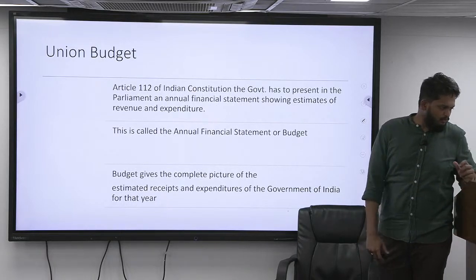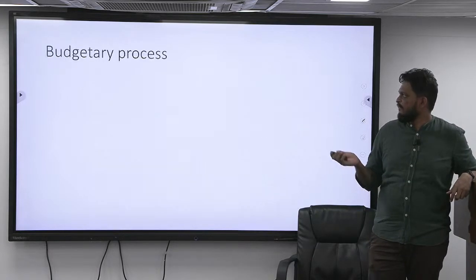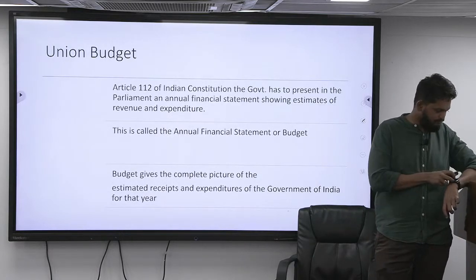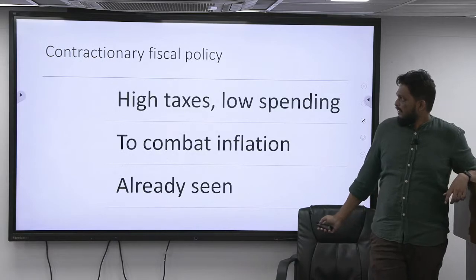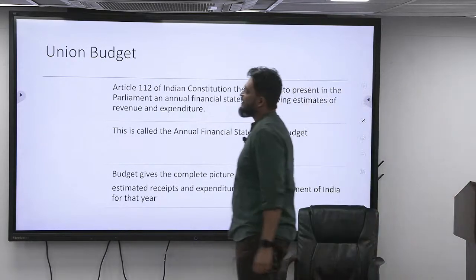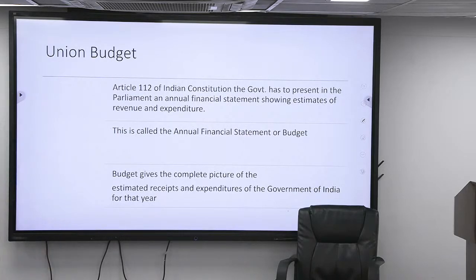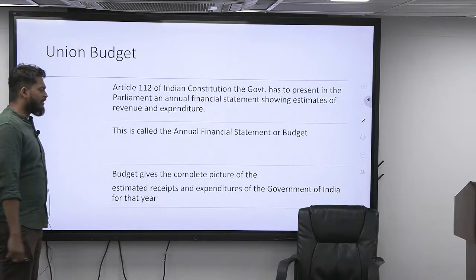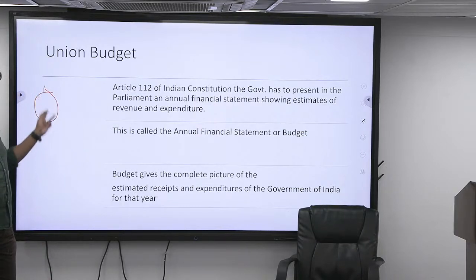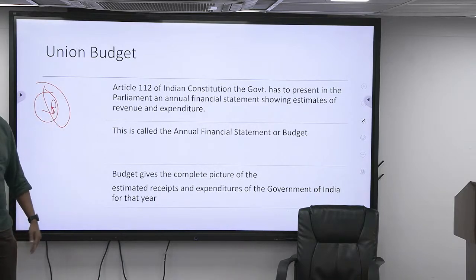Now coming to the union budget. Earlier we saw why it is called budgetary policy, and also the separation of checks and balances that is present between all the three organs of state. This union budget is an intersection between polity and economy. Budget is important for both subjects.